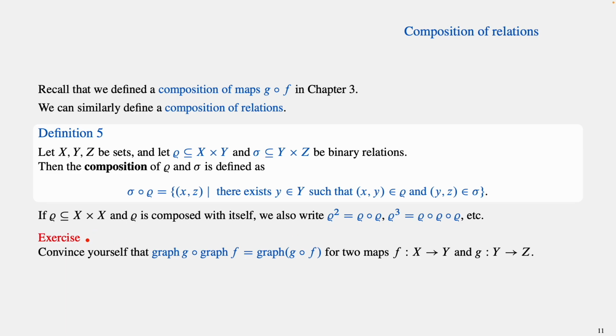Now, as a little exercise that I'm not going to explain any further here, please convince yourself that the composition of the relation graph G with the relation graph F is the same as the relation graph of the composition of maps G composed with F. And as I said, I'm not going to give the solution for that because it's basically just careful thinking about the definitions of the two compositions that are involved here.